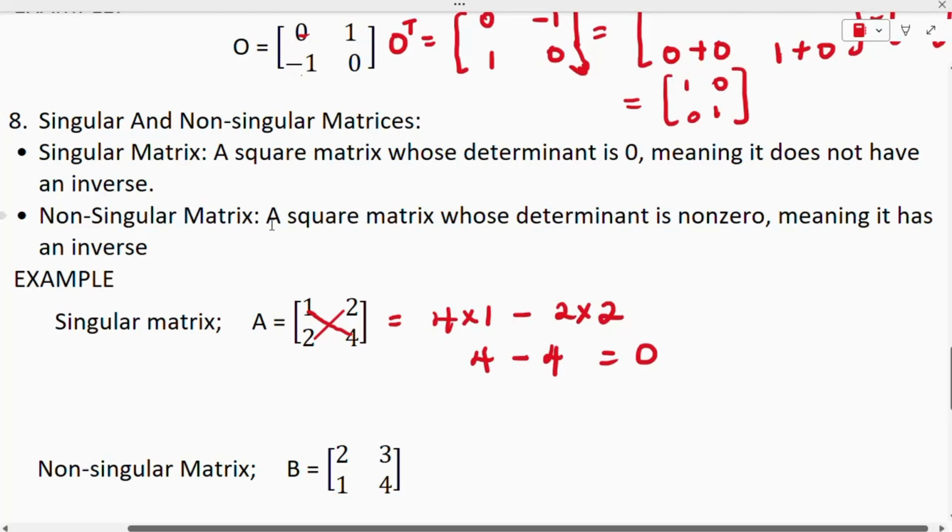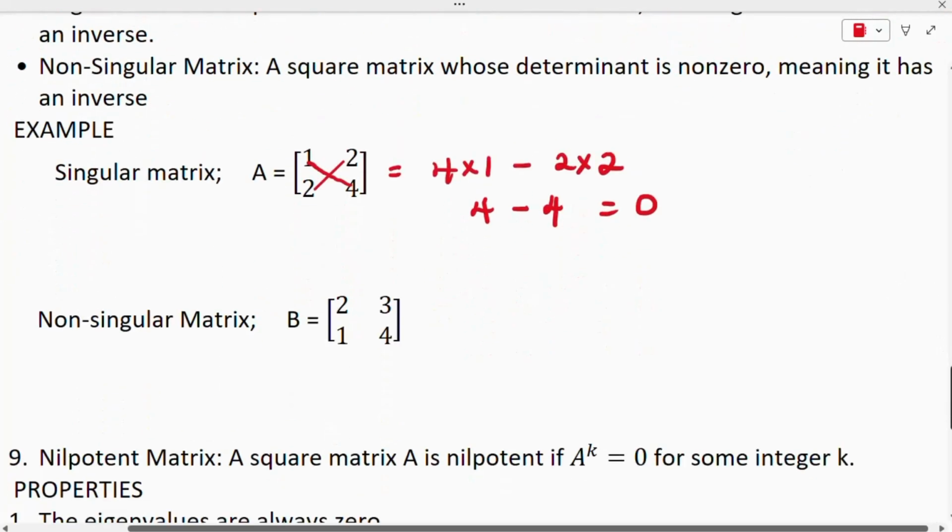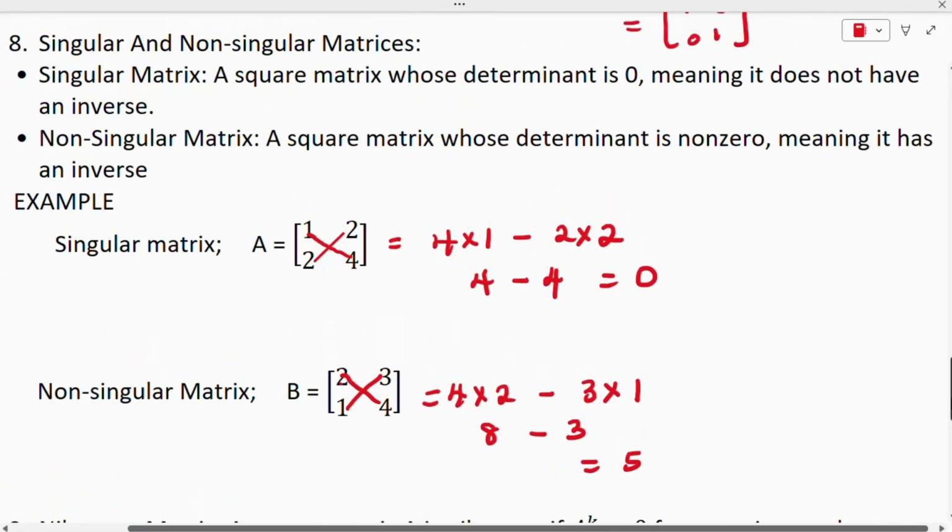Then a non-singular matrix is a square matrix whose determinant is non-zero. And if the determinant of a particular matrix is non-zero, then it has an inverse. So if you try this right here, we multiply this and this multiplies this. So we have 4 times 2 minus 3 times 1, 8 minus 3, and this equals 5. So since the determinant is non-zero, this type of matrix is called a non-singular matrix.